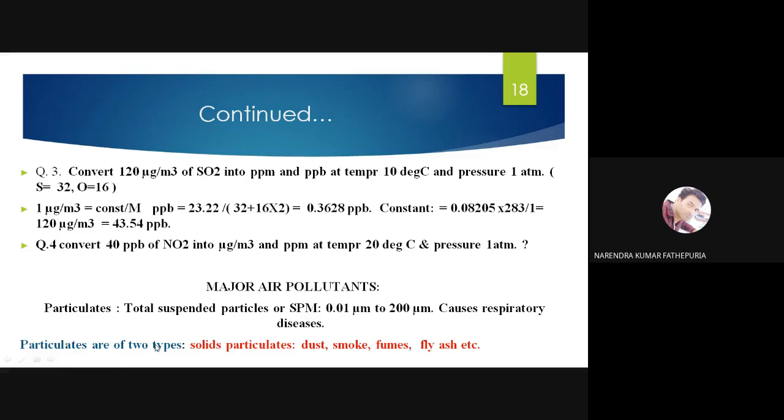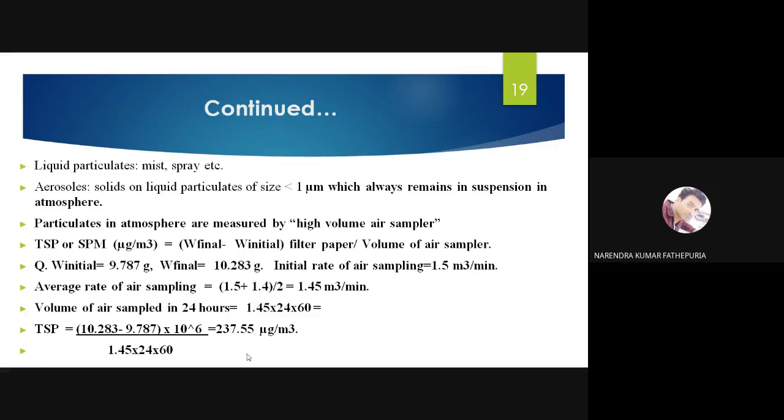So particulates are mainly of two types. There is solid particulate, like dust, smoke, fumes and fly ash. There are liquid particulates, which include mist and spray. There are also aerosols, solid or liquid particulates of size less than 1 micrometer, which always remain in suspension in the atmosphere. The particulates in the atmosphere are measured by high volume samplers. So high volume air samplers are required for measuring this concentration.